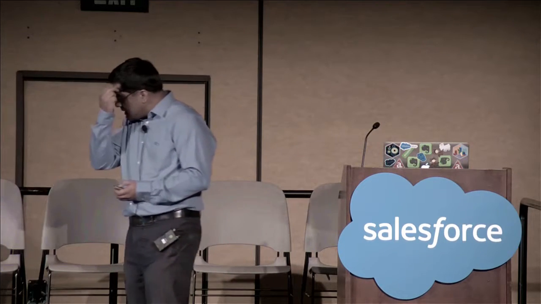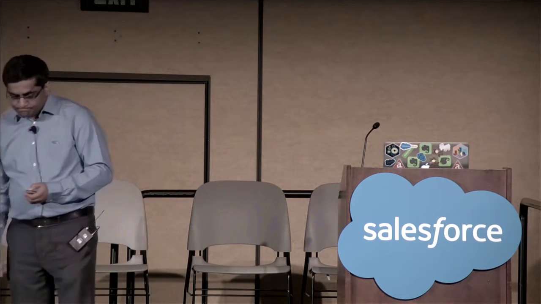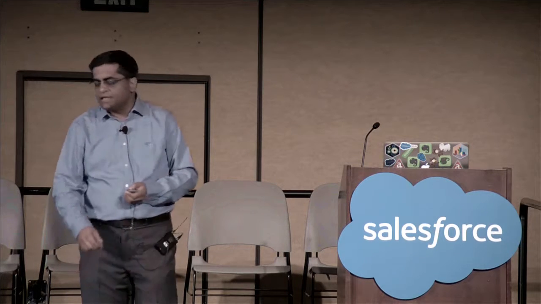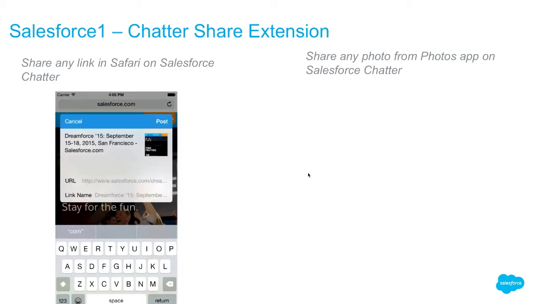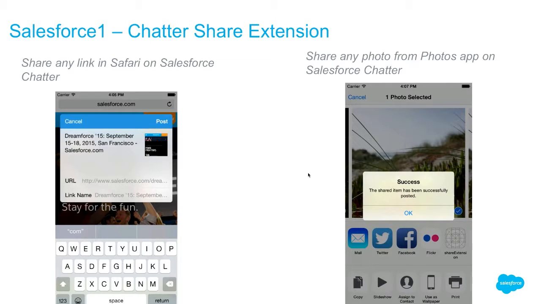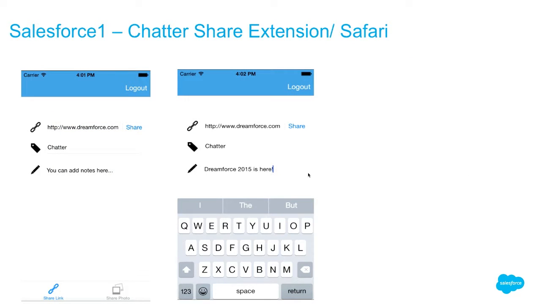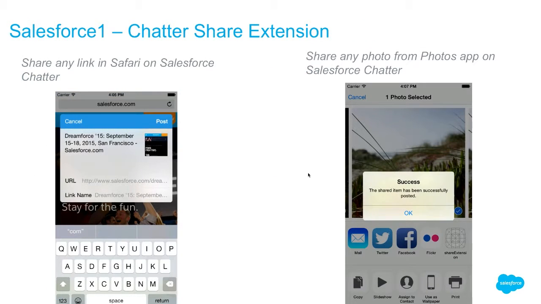So as I mentioned, another common example is sharing information on Chatter. So for example, if you are in Safari and you are viewing a very interesting site and you want to share that on Chatter. So Safari is my host app, and then this is a host app which is showing how I can share it. So this is the extension, and then once it's shared, it shows a confirmation message here.